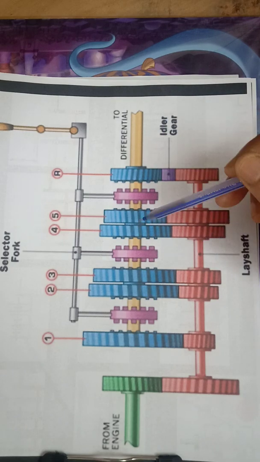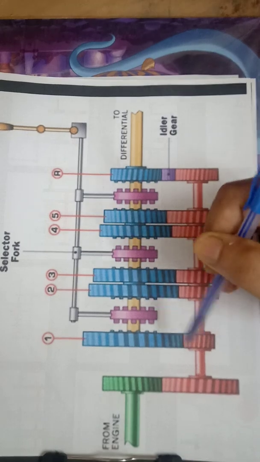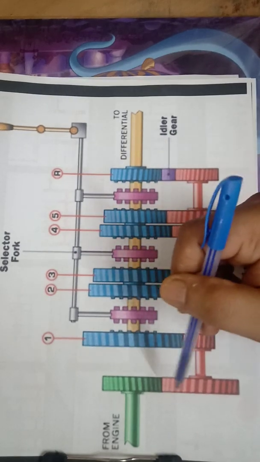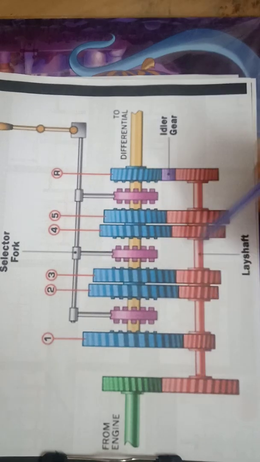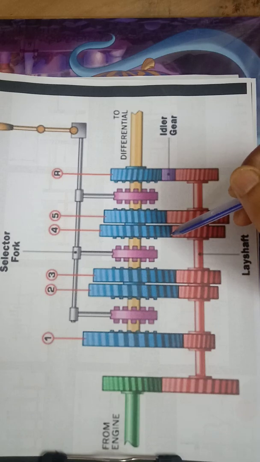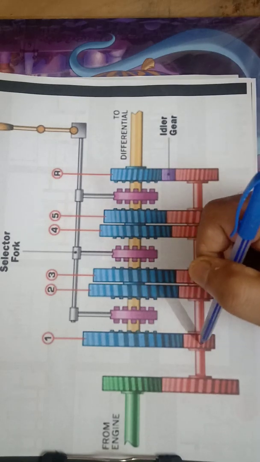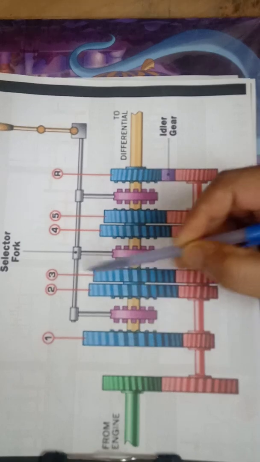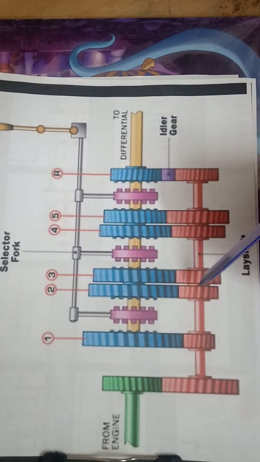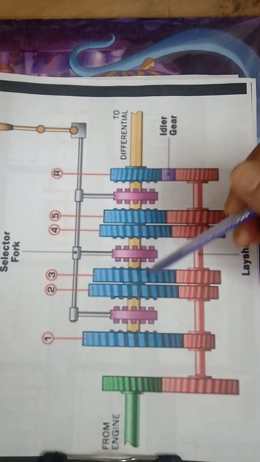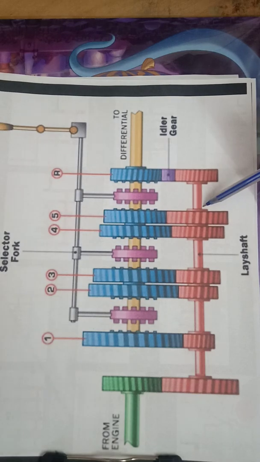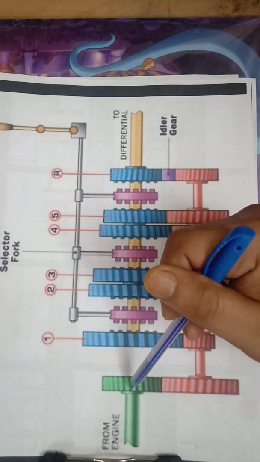So this is the typical construction of a constant mesh gearbox. Now, what is constant mesh? Constant mesh means all the gears present in the gearbox are continuously in mesh with each other. All these gears, gear number 1, 2, 3, 4, 5 and reverse, are in constant mesh with this lay shaft. This is the output shaft, the yellow one. This is the lay shaft, and this is the engine shaft.